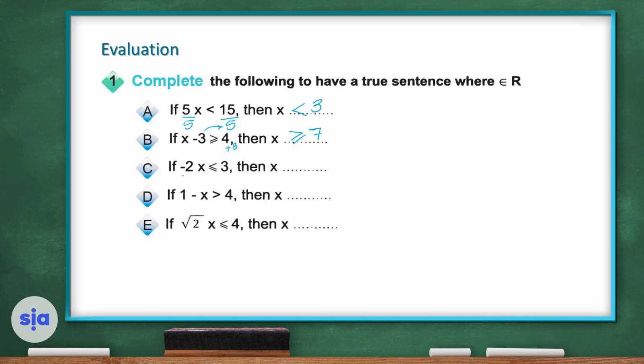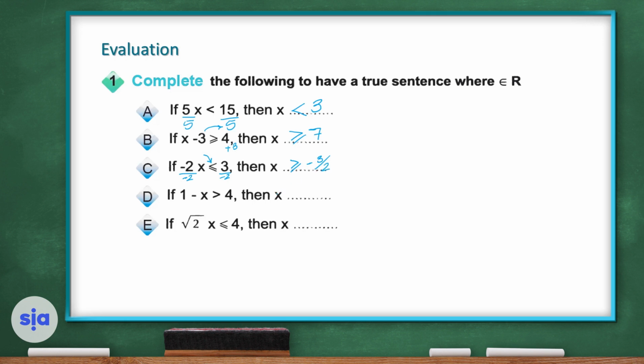Here, in question C, if negative 2x is less than or equal to 3, we're going to divide by negative 2 on both sides. Then if you divide by a negative number, you have to change the inequality sign. Then x is greater than or equal to negative 3 over 2.